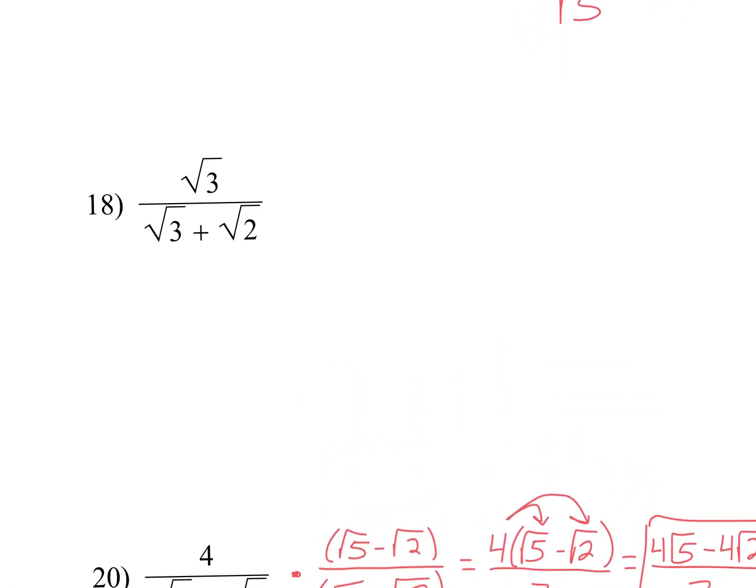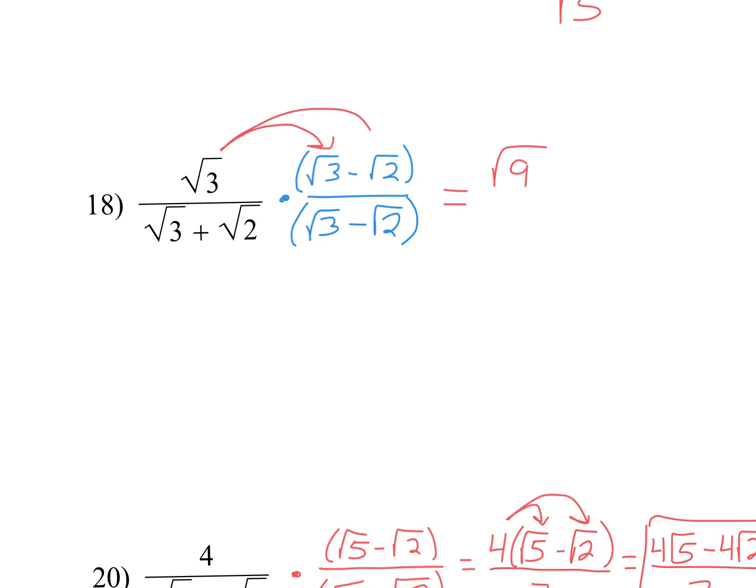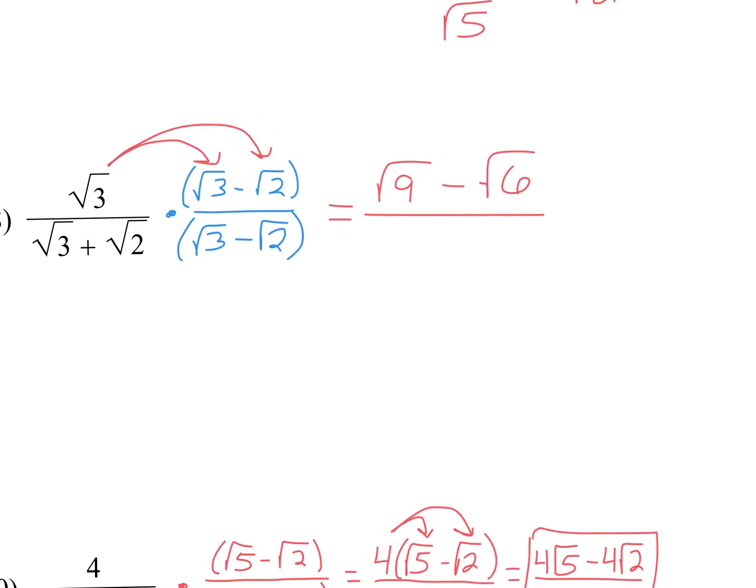Let's start it together. What are we going to multiply by? There you go. Square root of 3 minus the square root of 2. On the top, let's worry about the top first. I'm distributing this square root of 3 to both because we're multiplying. What's the square root of 3 times square root of 3? Square root of 9. Then I have square root of 3 times the square root of 2, square root of 6. What's the square root of 9? 3. Can I do anything with the square root of 6? Nope. So 3 minus the square root of 6. That's what I got on top.